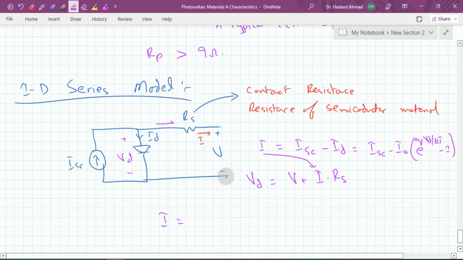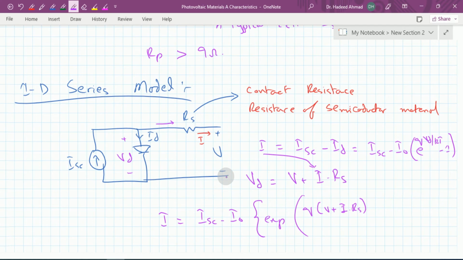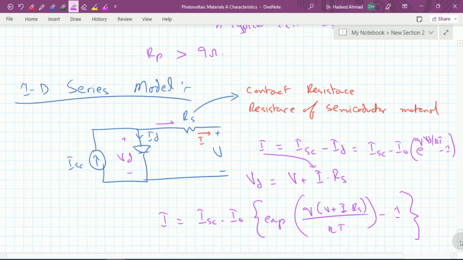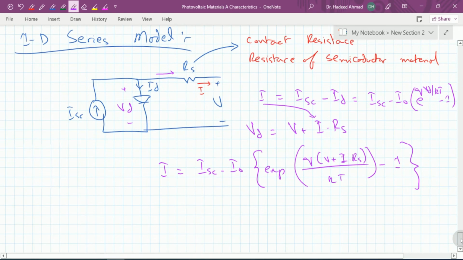I equals ISC minus I naught exponential of Q into V plus I into Rs divided by KT minus 1. Now the impact of this particular resistance Rs is not on the current, because this Rs is actually decreasing the amount of voltage which is available at the output, right?